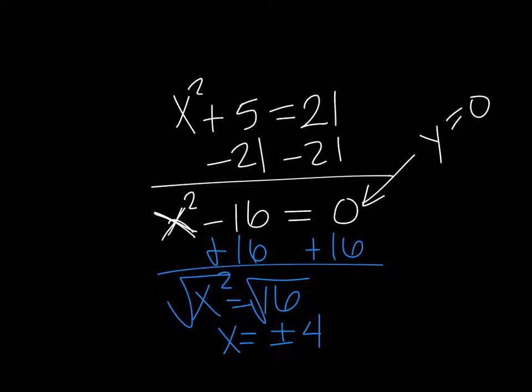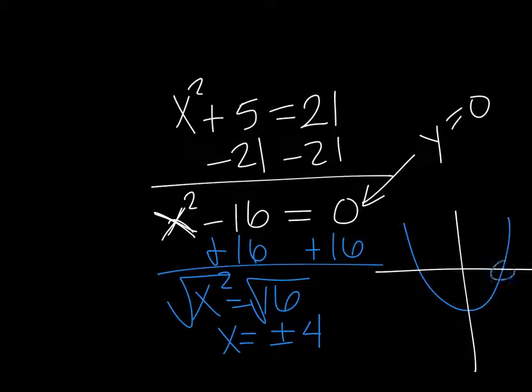Don't forget that plus or minus, because remember, this is a parabola. It's going to be open up. It's going to have an xy axis, right? And according to this, right here is the point 4, 0. And this right here is negative 4, 0, because I did that. All right, so we can do stuff like that.